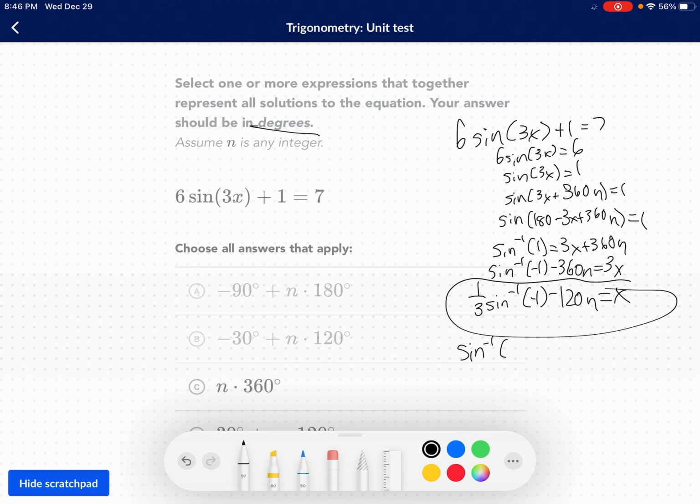So sine -1 of, wait, why did I take, no, this is just 1. Wait, what did I do? Okay. It's just 1. How did I get -1? I don't know. Something's gone wrong.